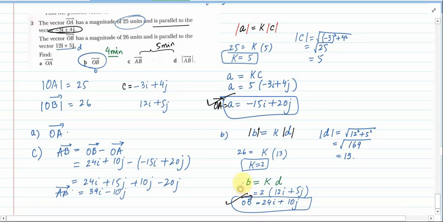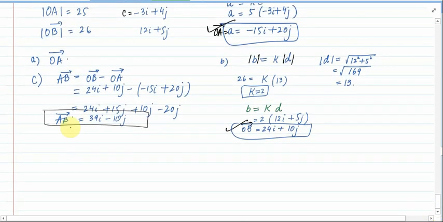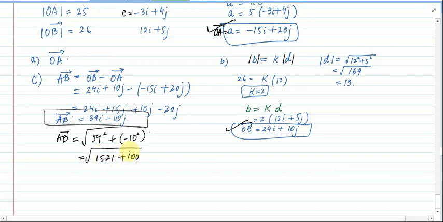Alright, and once you have the vector AB, it's very easy to find the magnitude of AB. This is equal to the square root of 39 squared plus minus 10 squared. So 39 squared is 1521, plus 10 squared is 100, under the root. When you add these two, it will be 1621, and the root of it is 40.26. That is the magnitude of vector AB.